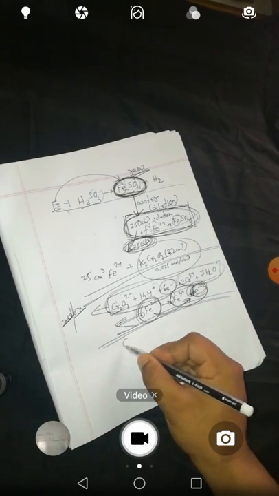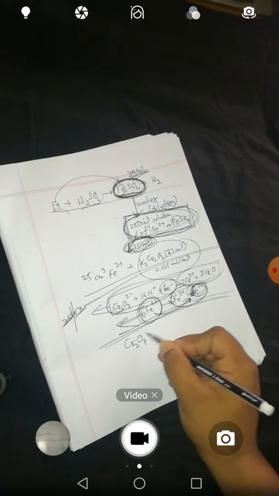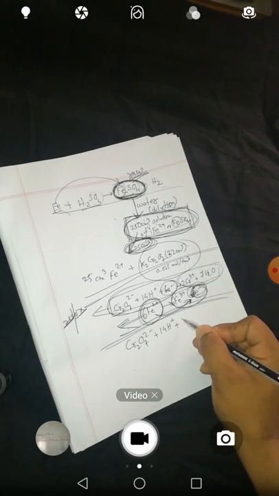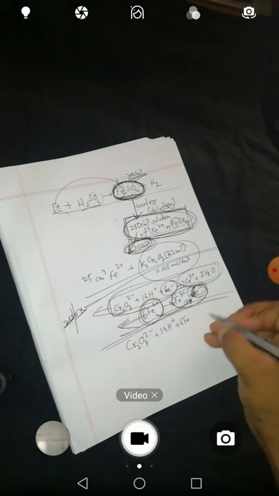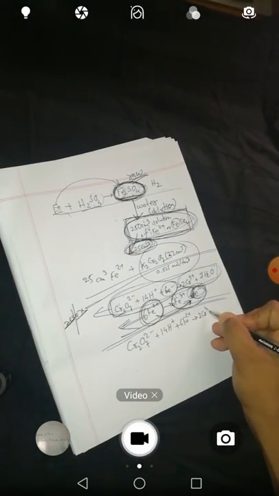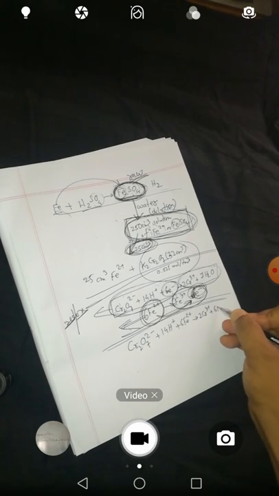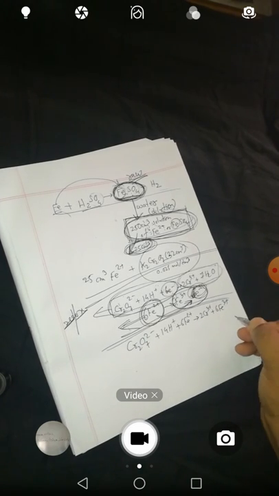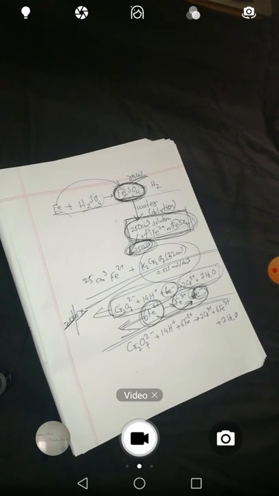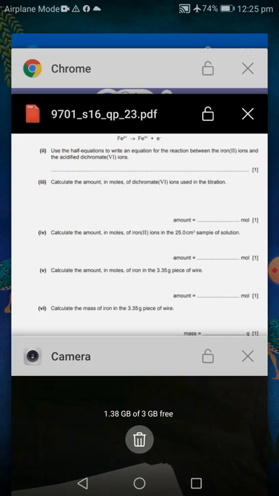Okay, so it will be like Cr2O7 2 minus plus 14H plus plus 6 Fe2 plus. This will give 2 Cr3 plus plus 6 Fe3 plus plus 7 H2O. Okay, so this is the overall equation.